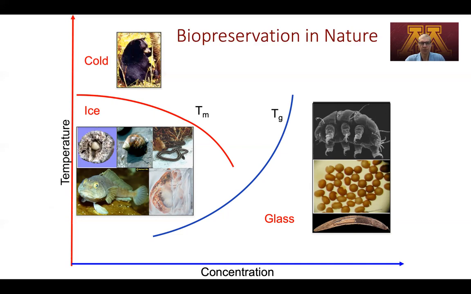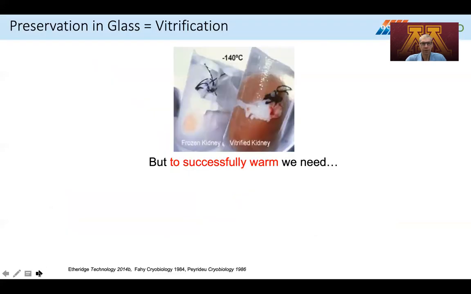And so this is what we want to learn from nature: how can we do that in cells and tissues for biomedical purposes? This has actually been done in a number of systems that we're going to talk about. Probably most impressive and largest is in an organ.